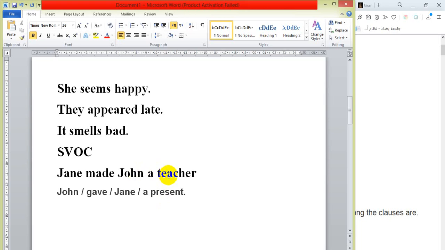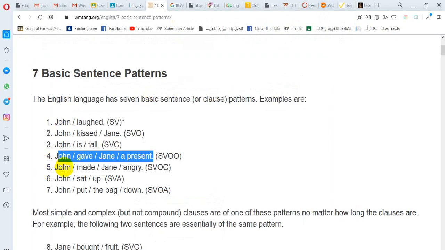I can make a small test by putting here verb to be. John is third person singular, so I have to use "is": John is a teacher. This sentence is correct in English. Of course it's correct because it works. We have subject, verb, and complement. But if I put verb to be here and say Jane is a present, can Jane be a present? Of course not, because Jane is animate and a present is inanimate. So by this small test I can differentiate between pattern number 4 and pattern number 5.